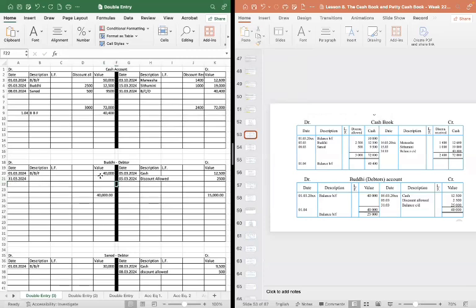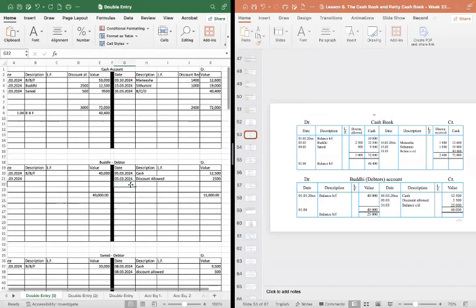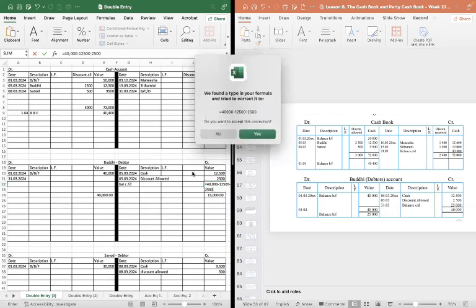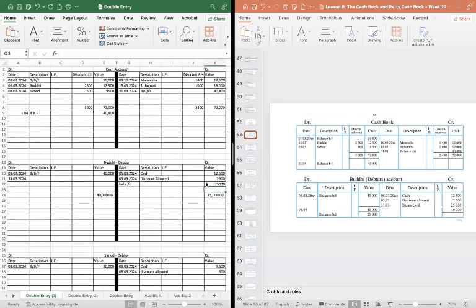Now here the debit balance is higher than the credit balance. So we have to carry down the balance from the credit side. And what we have to do is 40,000 minus 12,000 minus 2,000. The date is written on the balance carried down.